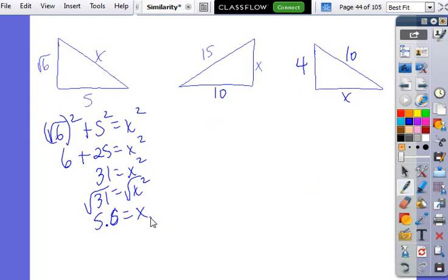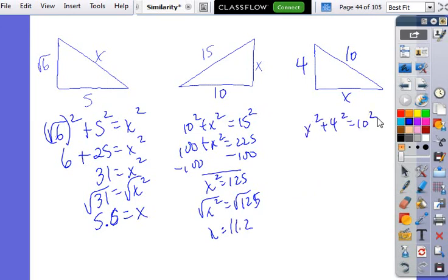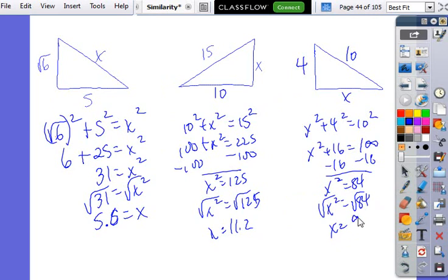All right, work those other two real quick. This should be 10 squared plus x squared, or x squared plus 10 squared, equals 15 squared. That's 100 plus x squared equals 225. Minus the 100, x squared equals 125. Should be 11.1 or something like that. 0.2. Last one over here, x squared plus 4 squared equals 10 squared. You get x squared equals 84. Square root of 84. Any questions or problems with those?